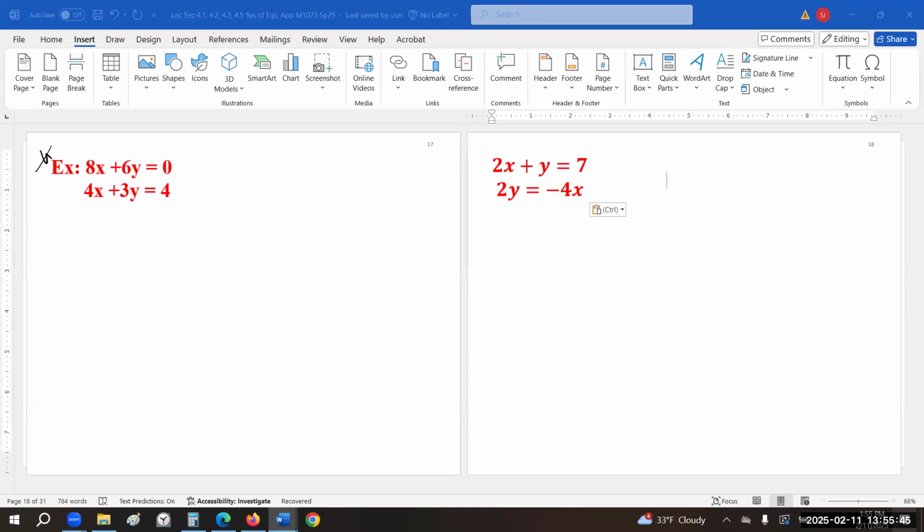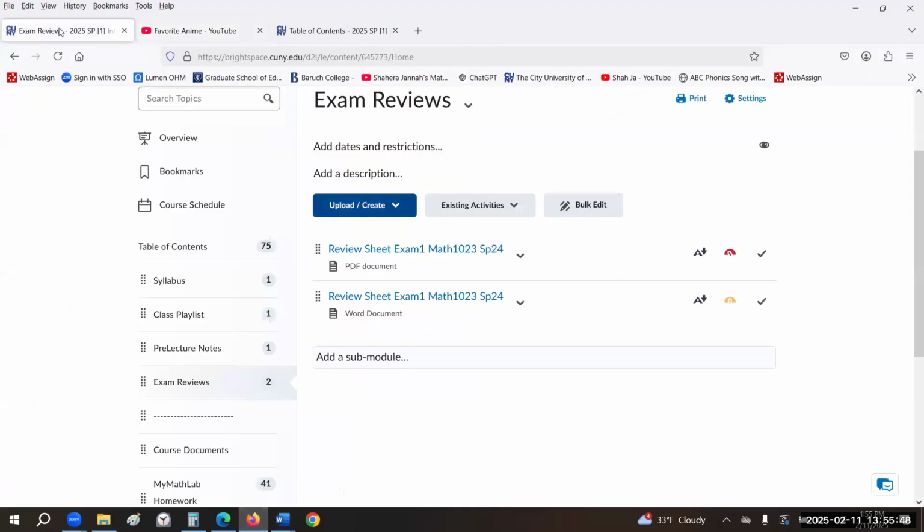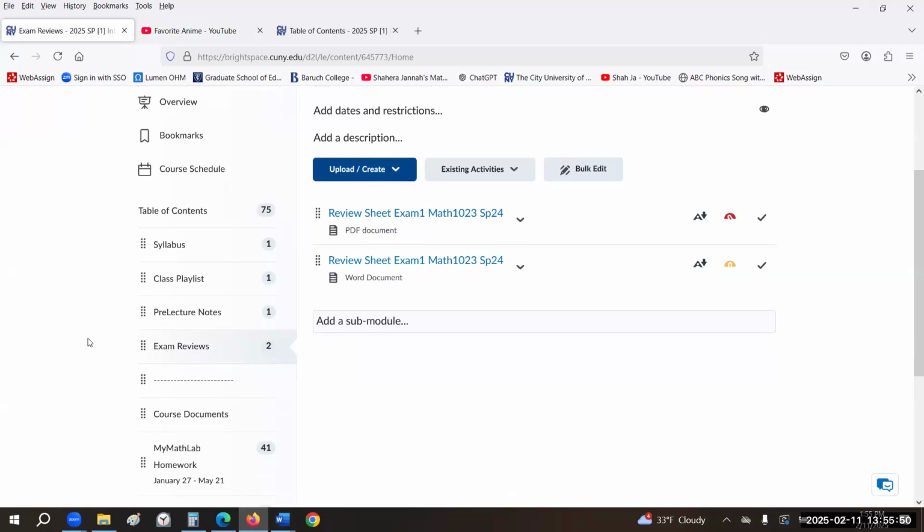If you have no idea where the review sheet is, it's on our Brightspace, under exam review. You'll see I posted both the PDF version and the Word version, so either one is fine.